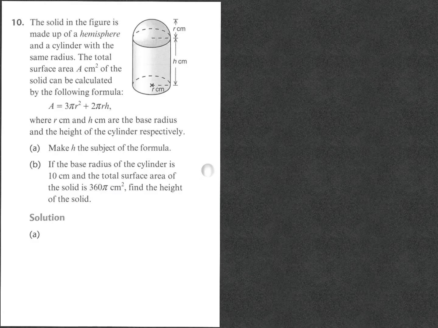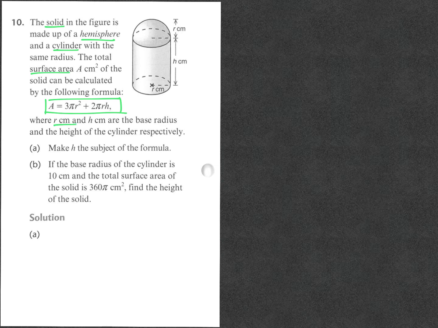Lastly, let's round up the session on talking about a very hard question. In this question, you will see that it is a solid, like a model, made up of two parts. One part will be the hemisphere on top, the other part will be a cylinder at the bottom. But anyway, it tells you the surface area can be found by this formula, which is quite complicated, right?